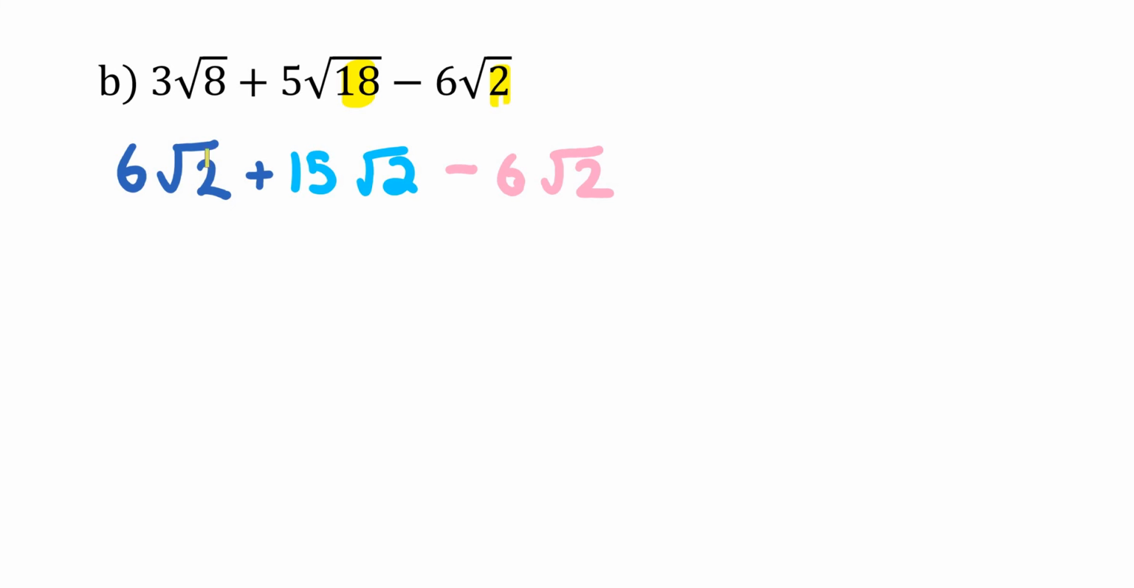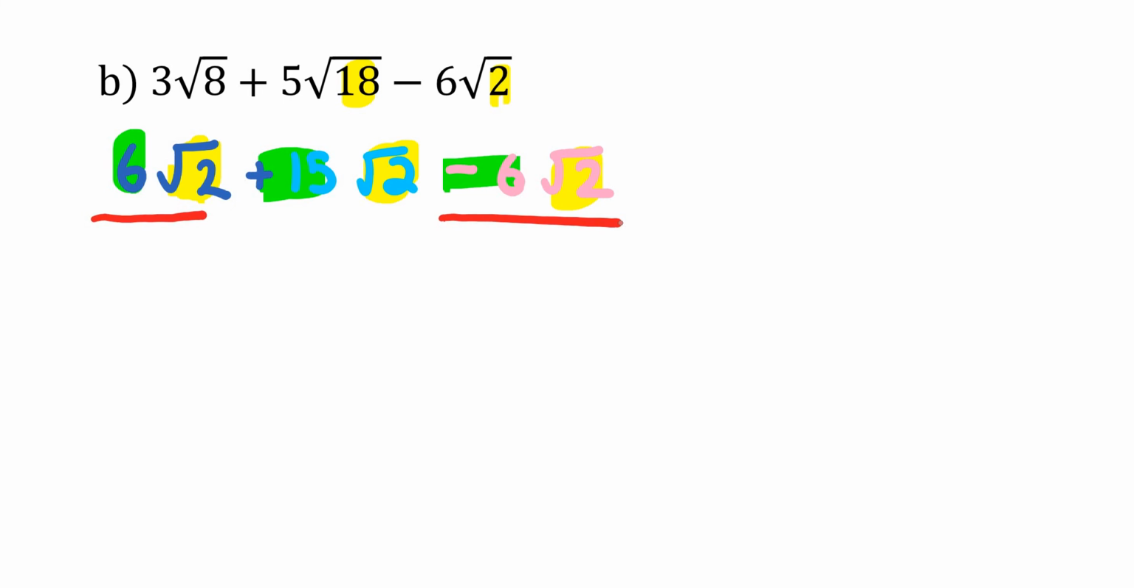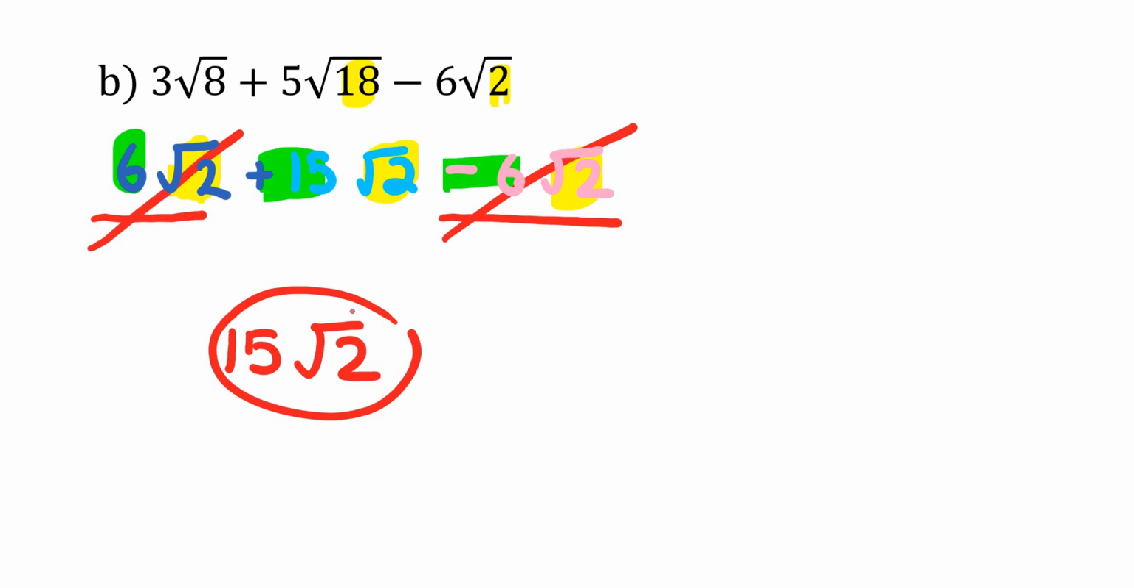And I notice that all the inside numbers are the same, so that means I can combine the outside numbers. So I have a 6 plus 15 minus 6. You'll notice that this term and that term are the same terms, so if you're subtracting them, you can just cancel them off. And now you're left with just 15 root 2, which is just the middle term there.